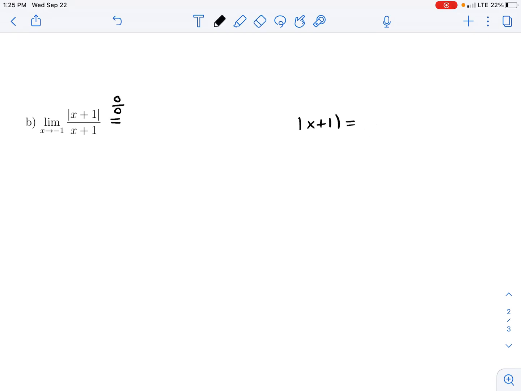Okay, and at this stage you want to try to pause the video and see if you can do this on your own. Okay, so now my input here is x plus 1. So my input is the same as my output when x plus 1 is greater than or equal to 0. And then I have negative of my input for my output when x plus 1 is less than 0.